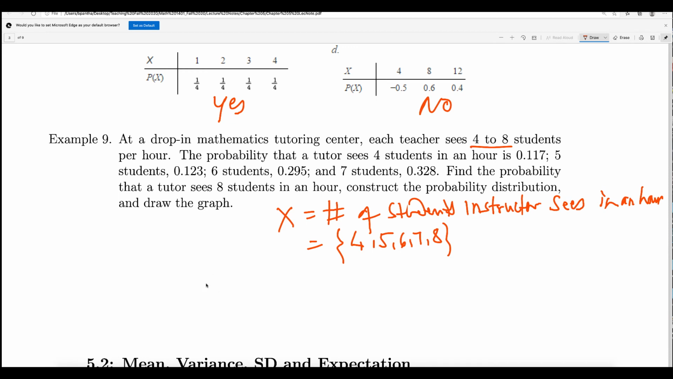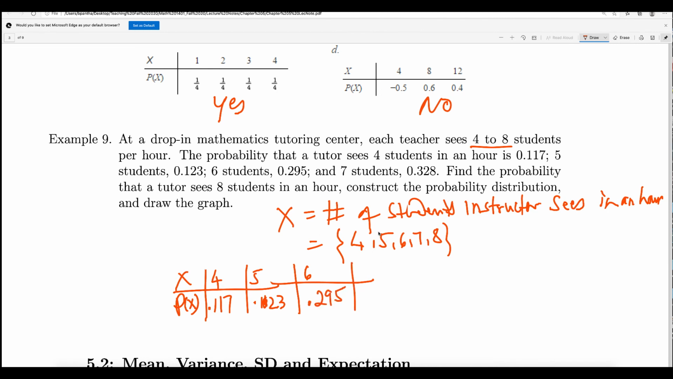Now the probabilities are given there. So let us write down x and then p. We write p or p of x, okay? Probability of x, that's what it means. What is the probability that the teacher sees 4 students? It is 0.117. What is the probability that the teacher sees 5 students? It is 0.123. Okay. What is the probability that the teacher sees 6 students? It is 0.295. What is the probability that they see 7 students? It is 0.328. These are the given values.